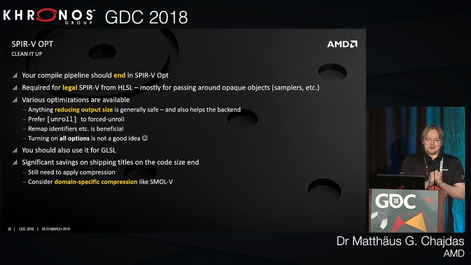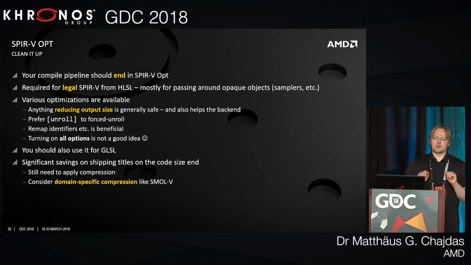SPIRV-Opt, yeah, so we've covered this before. I'm going to cover it again because it's such an important thing. My claim here is, if there's one thing you take away from here, it's that HLSL is awesome, and that's why Vulkan uses it. The other thing you should take away is that if you have a compilation pipeline, it should end in SPIRV-Opt before you pass it into the driver. It's required to be legal SPIR-V anyway, so there's no way around it.